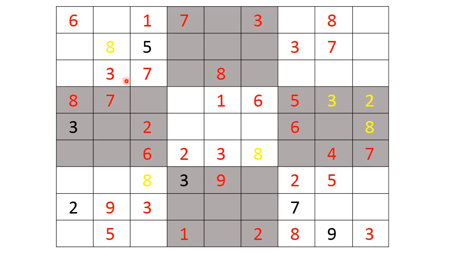In the same way, I can't enter 8 here. Even this has already been filled with 8 here, and even this place is not empty, as this row comprises 8 already here. The only place I get is this one.